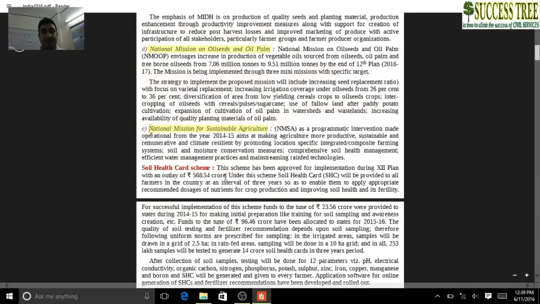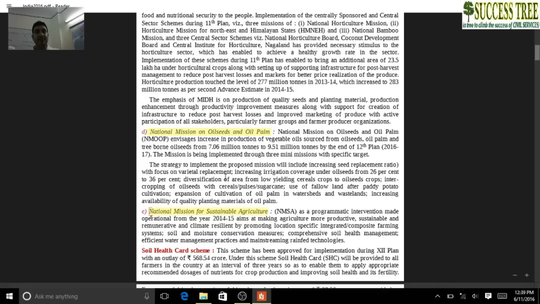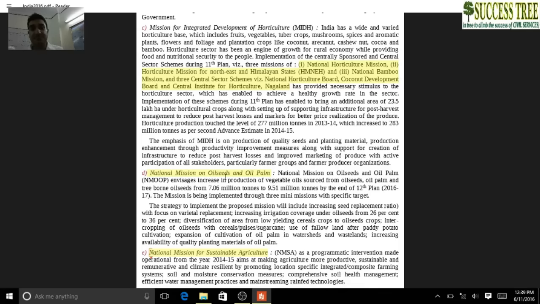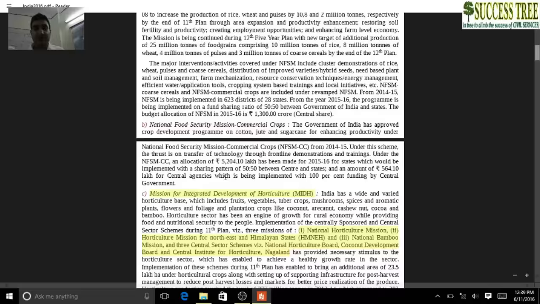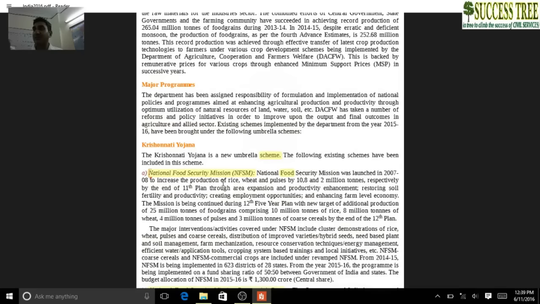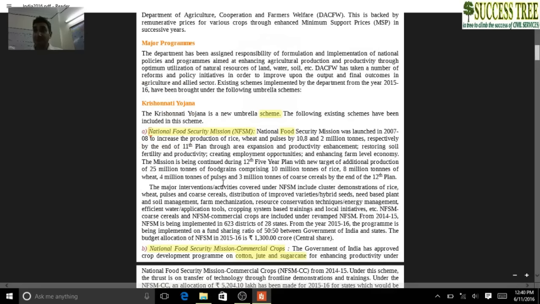The Mission for Integrated Development of Horticulture. And finally, the National Mission on Oil Seeds and Oil Palms, and the National Mission for Sustainable Agriculture. Just keep going in A, B, C, D, E. So these are the schemes that come under Krishi Unnati Yojana. Understand, Krishi Unnati Yojana is an umbrella scheme which has many other schemes within it. There is no separate scheme called Krishi Unnati. There are several schemes which come under it. What are those schemes? Five schemes.